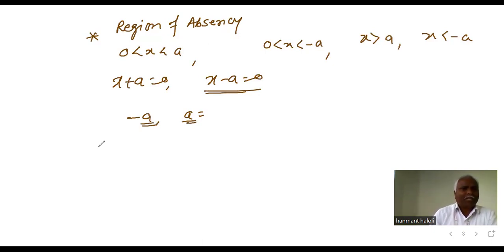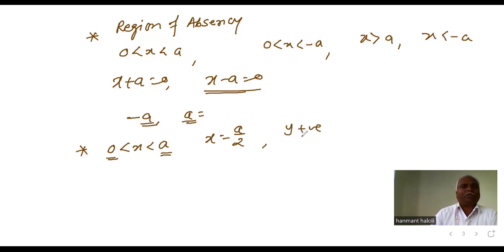Now check in between. First, take the range 0 < x < a. You take any point between 0 and a, say x = a/2, and put it in the given equation. You get a positive value of y, which means the curve exists here.